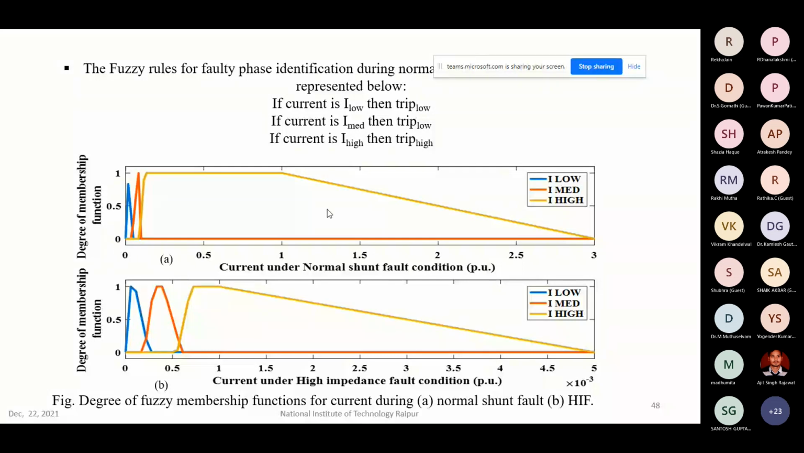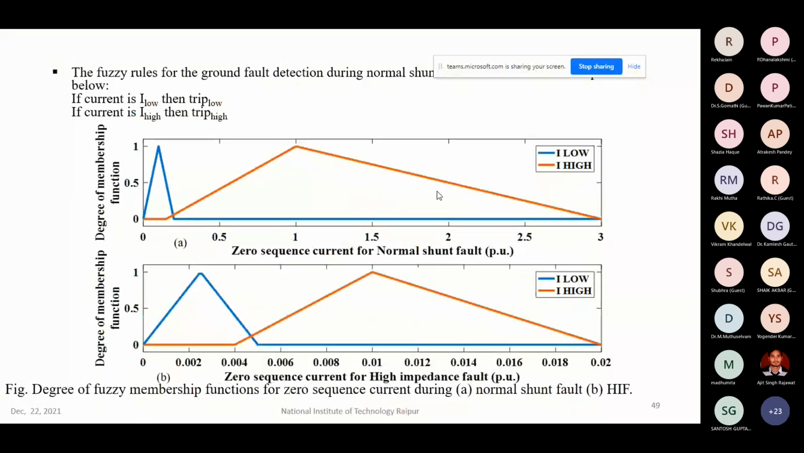Here we have chosen triangular membership functions for fuzzifying the input variables as well as the output variable, that is the trip signal. The triangular membership function is also used to fuzzify it. Later on, defuzzification methods are used to defuzzify the fuzzy output signal. And here the defuzzification method used is the centroid function.